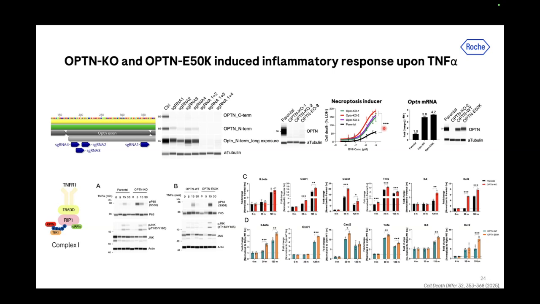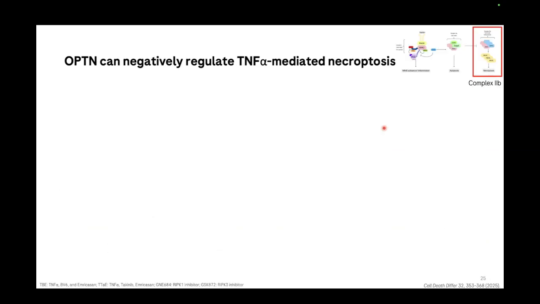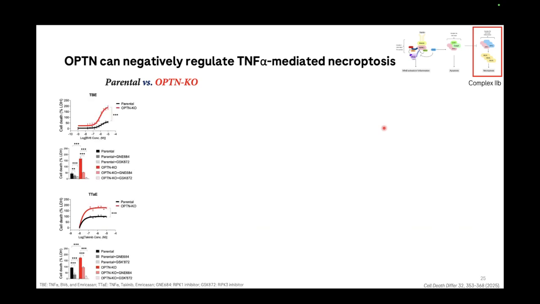Then the next question: how about the RIP1-dependent cell death pathway? How do these OPTN variants affect that pathway? So next we ask whether OPTN loss and the E50K mutation enhance RIP1-dependent necroptosis. We treat with a necroptosis inducer called TBE, consisting of TNF-alpha, BV6, which is an inhibitor of cellular apoptosis protein, and emricasan, which is a pan-caspase inhibitor, or TTAE, together with TAK1 inhibitor takinib.